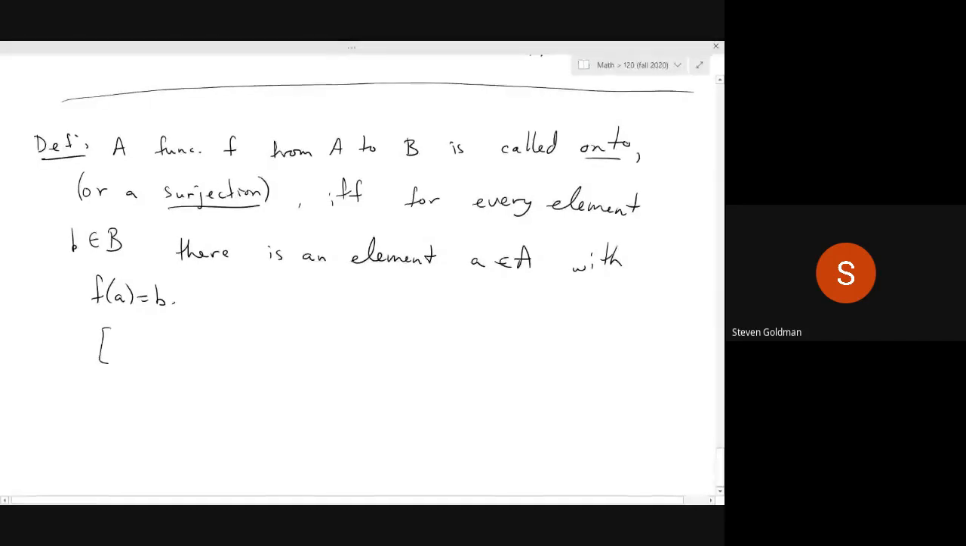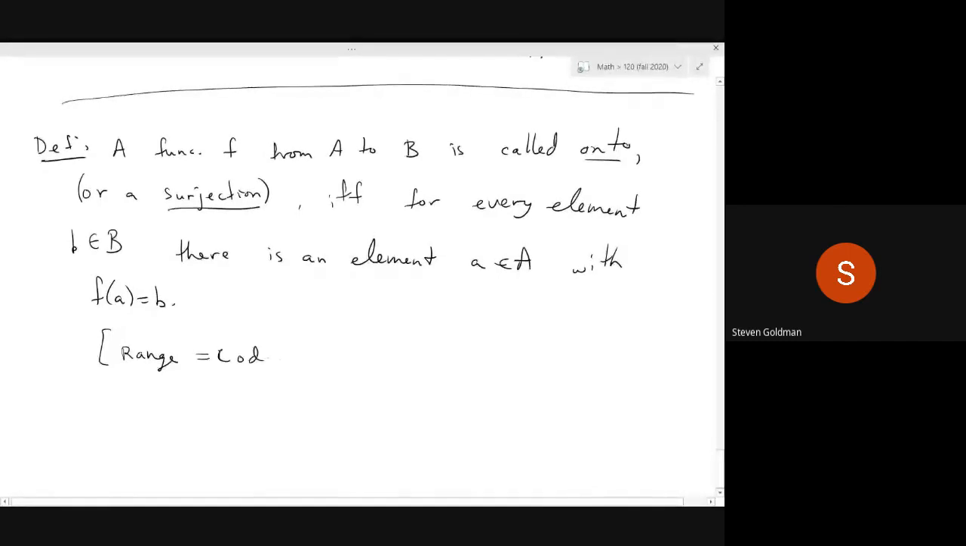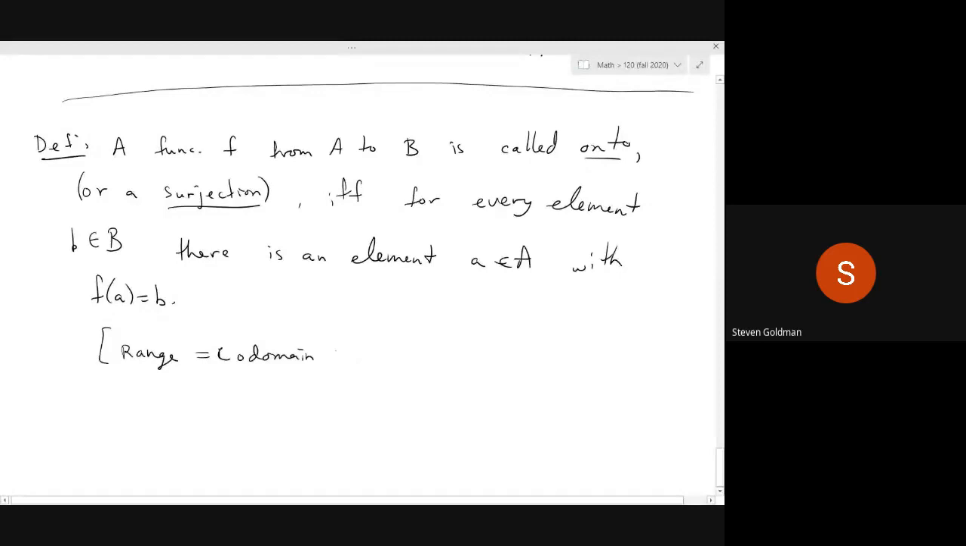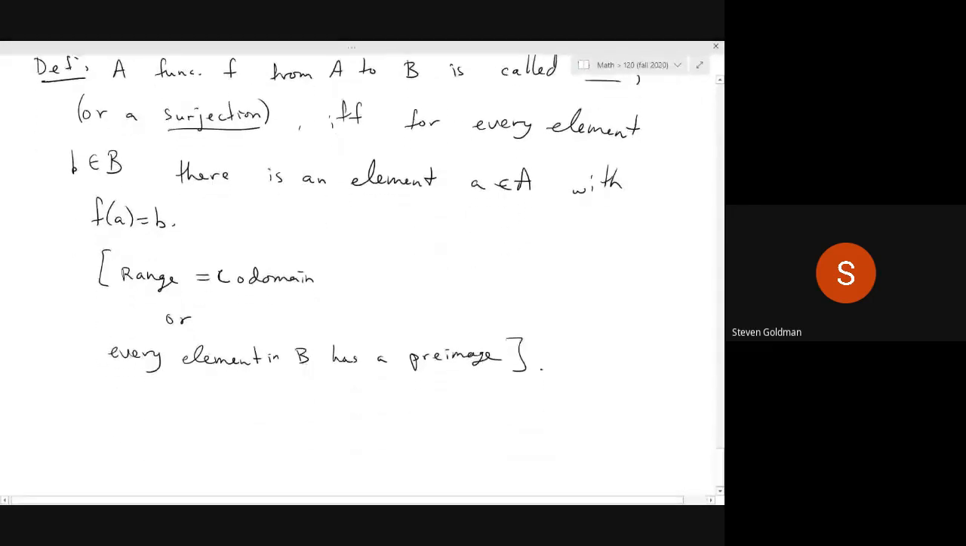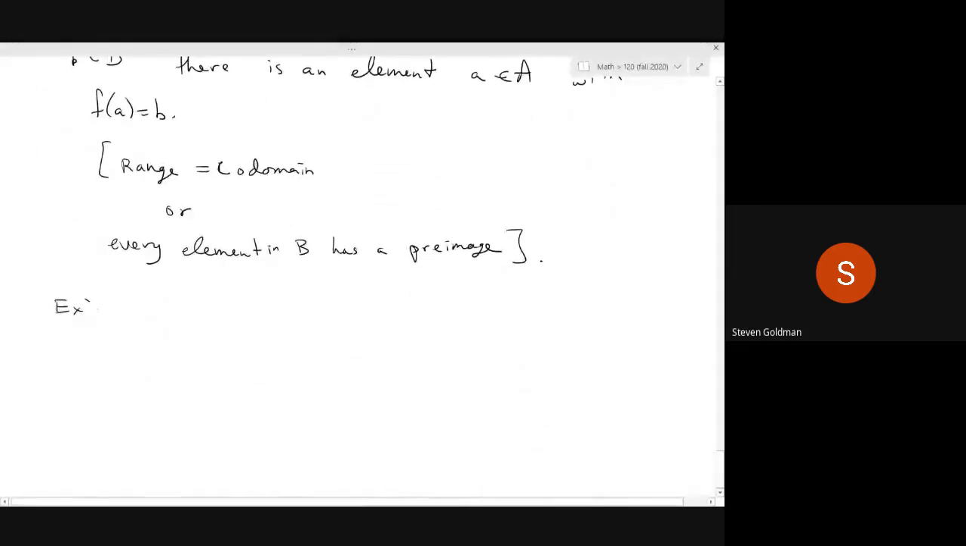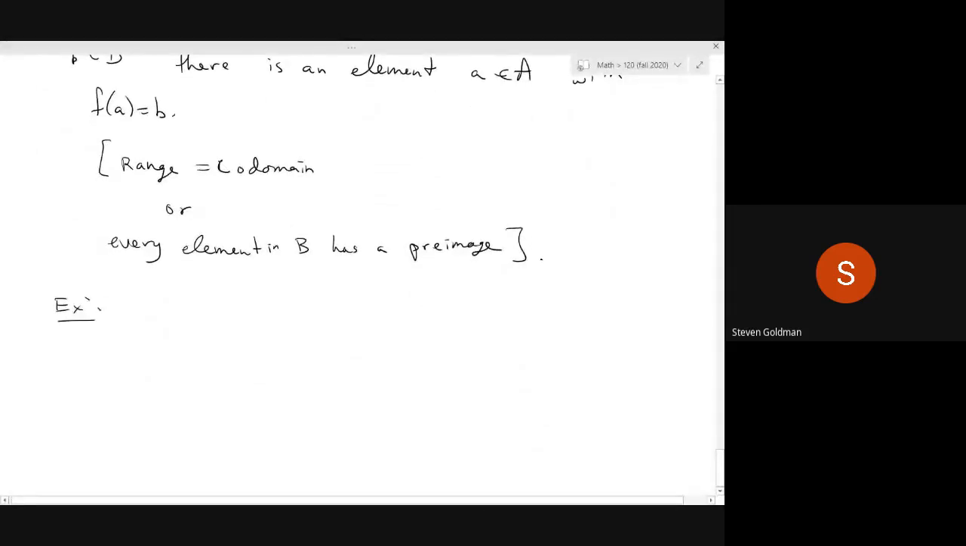All right, so in other words, this is also the same thing as saying that the range equals the codomain, as somebody put it. Or another way of saying this is that every element in B has a pre-image. It is the image of something. Okay, so let's give some examples first with Venn diagrams, and then we'll see some examples with some actual functions.